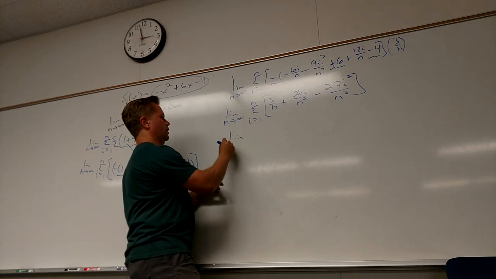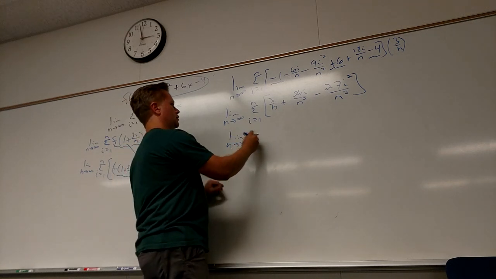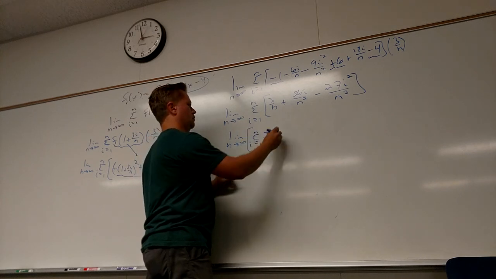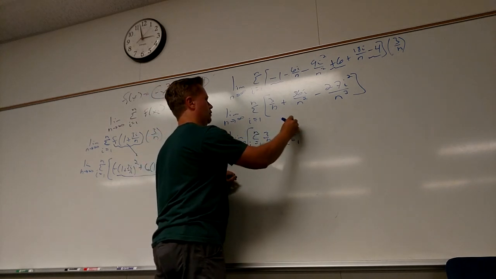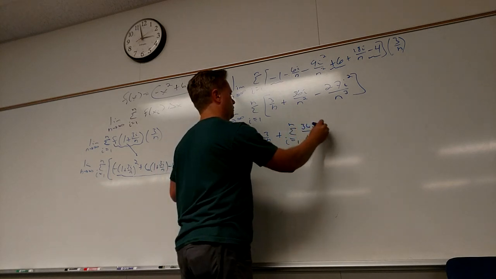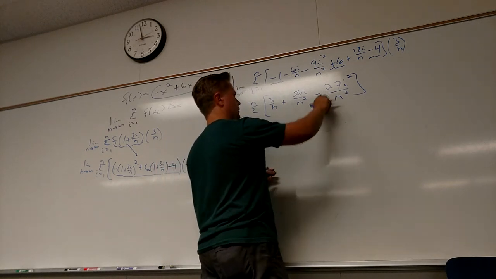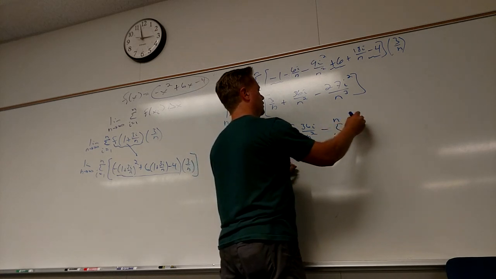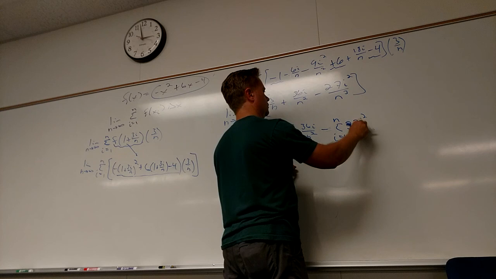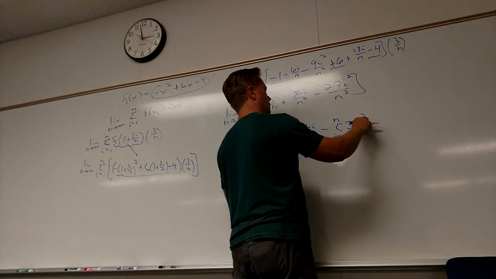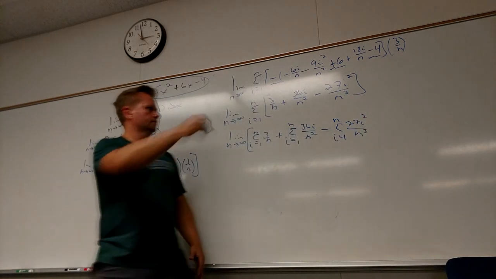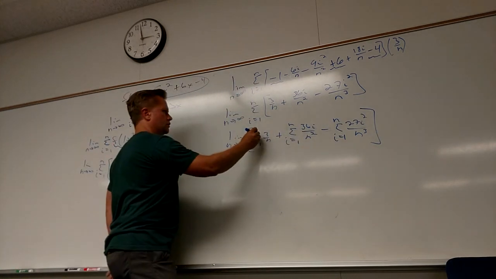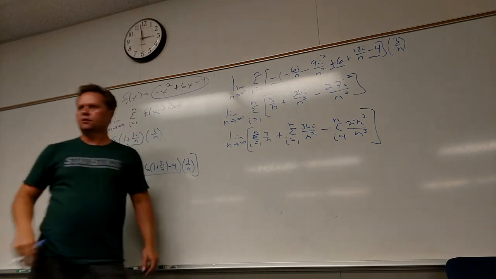Then, let me see, now I can break it up a bit. So I got the sum from i equals 1 to n of 3 over n, plus the sum from i equals 1 to n of 36i over n squared, minus the sum from i equals 1 to n of 27i squared over n cubed. Well, I find my e's just start getting really disgusting after a while.